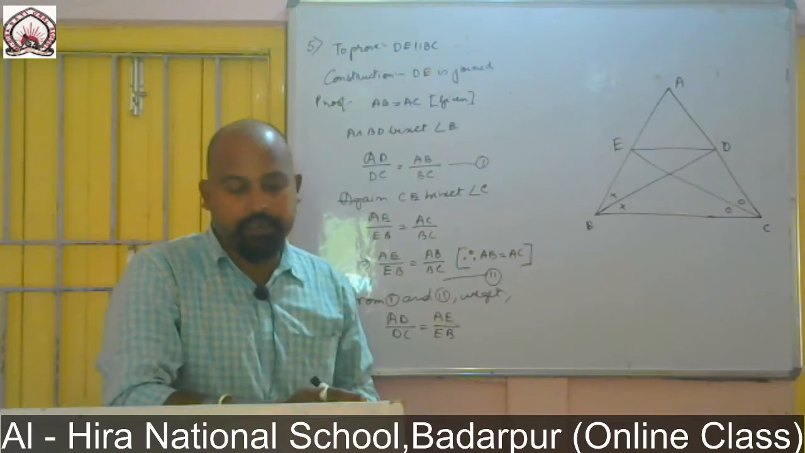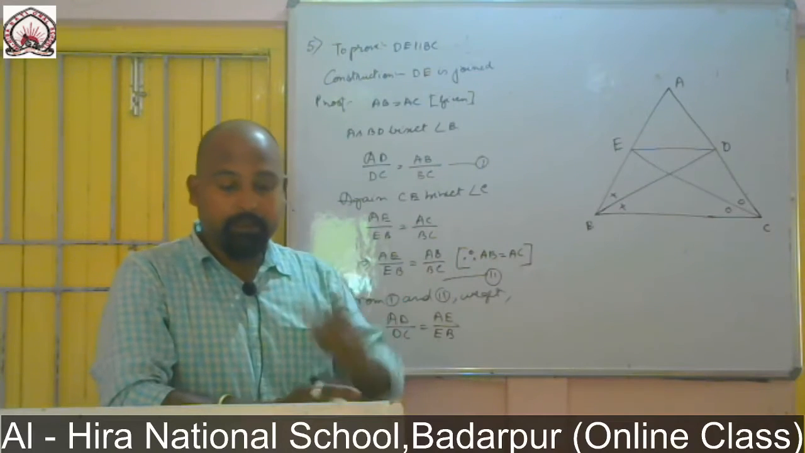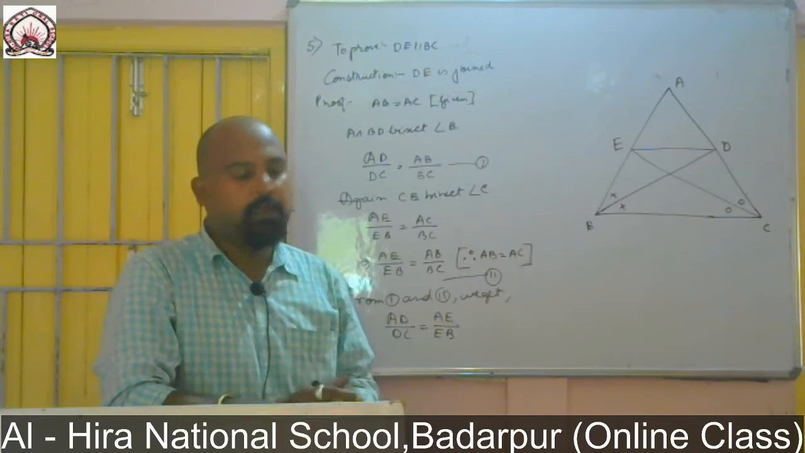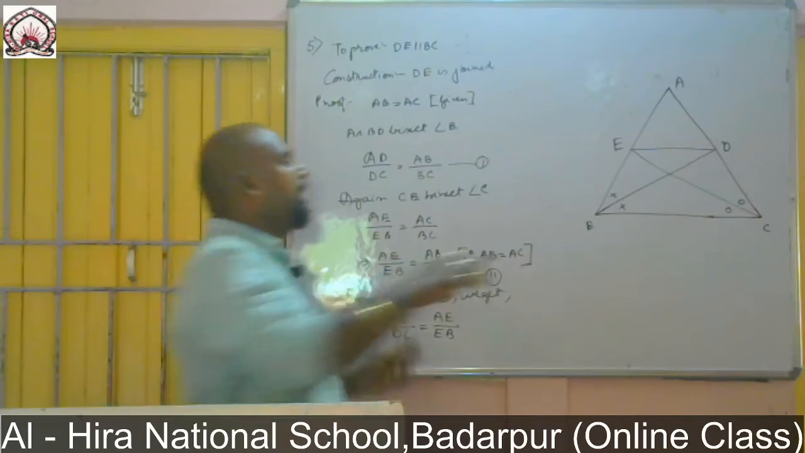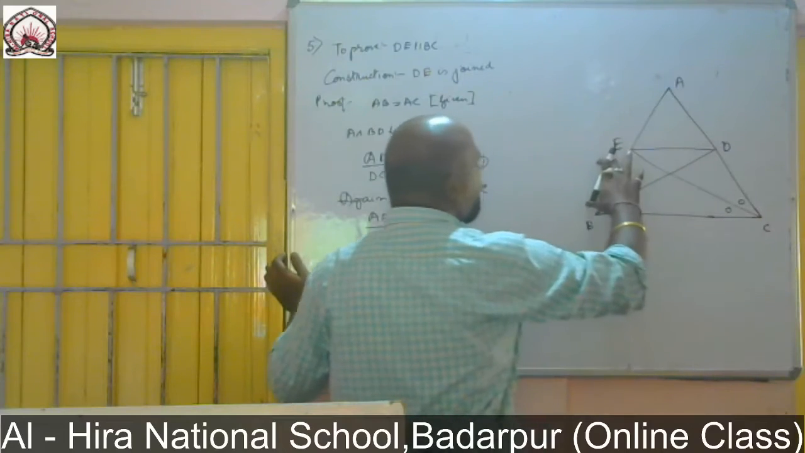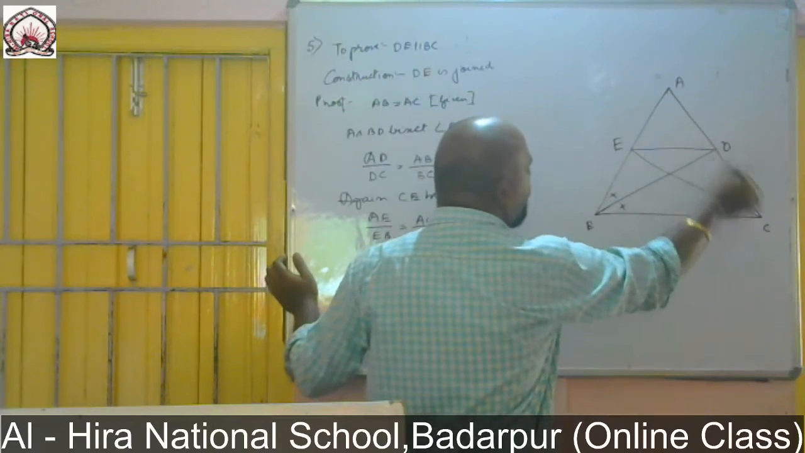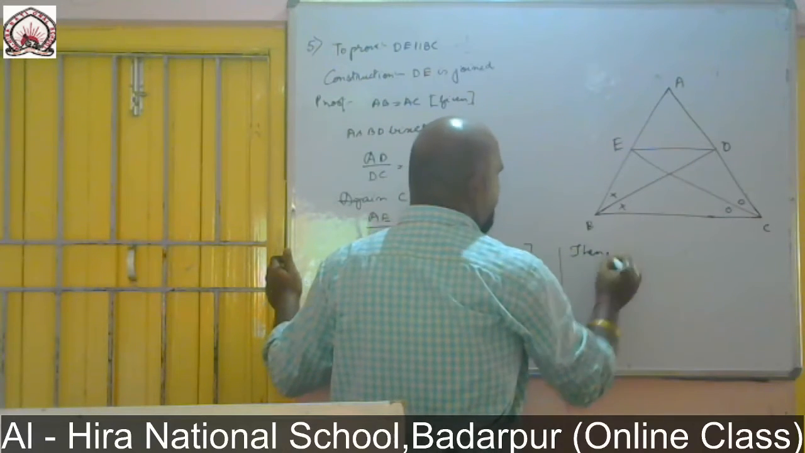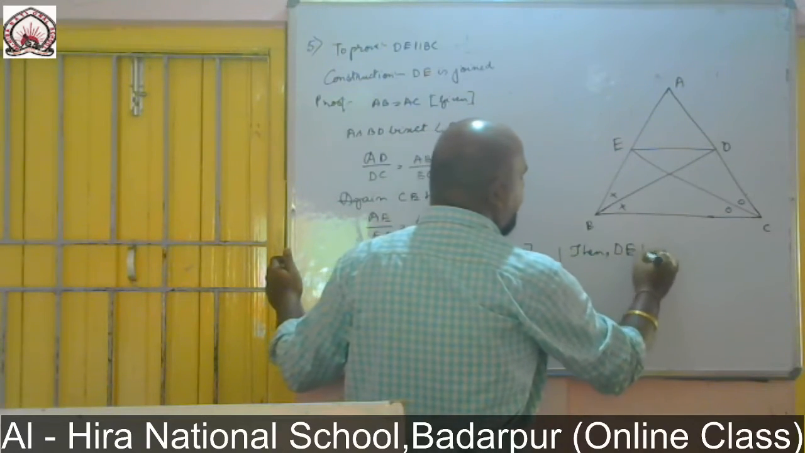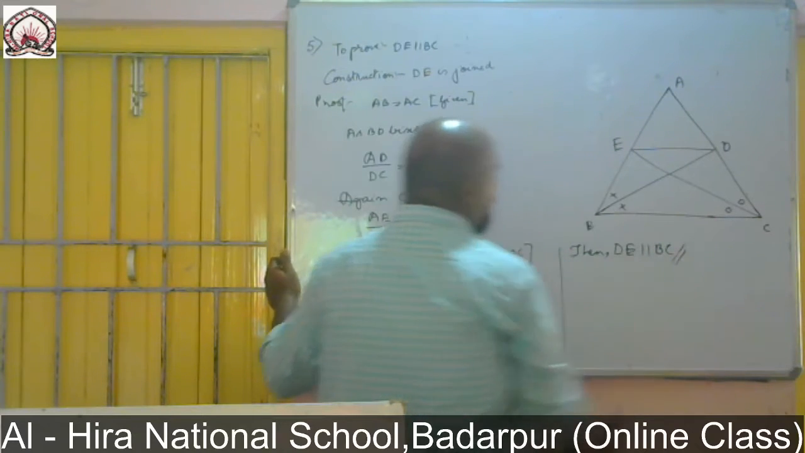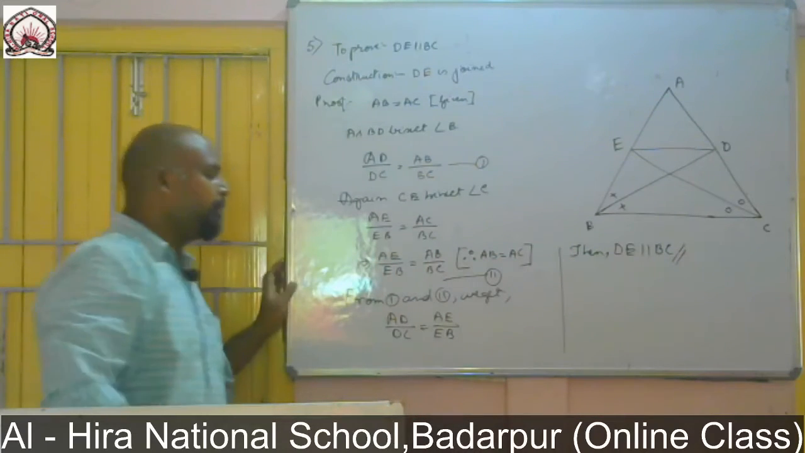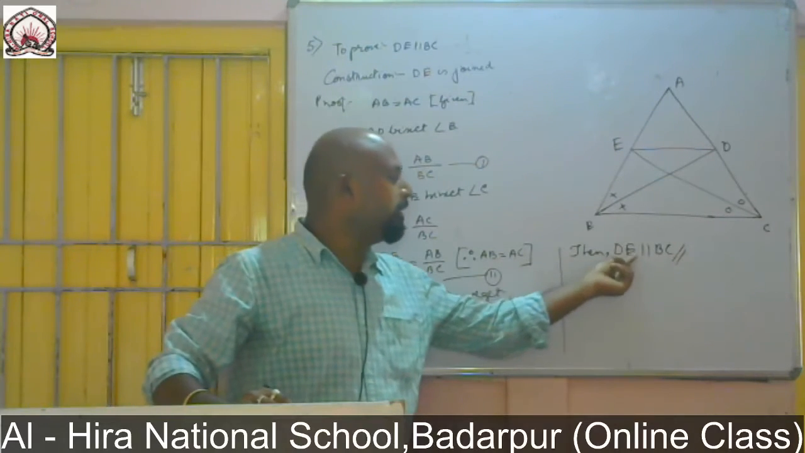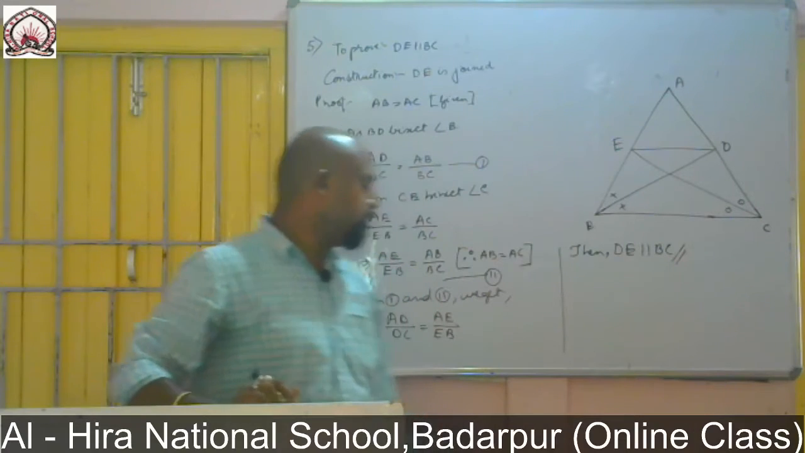DE intersects AC and BD in a proportion respectively. See, they are in proportion: AE by EB equals AD by DC we are getting. Then DE is parallel to BC, because they are in proportion, so we can write that DE is parallel to BC.